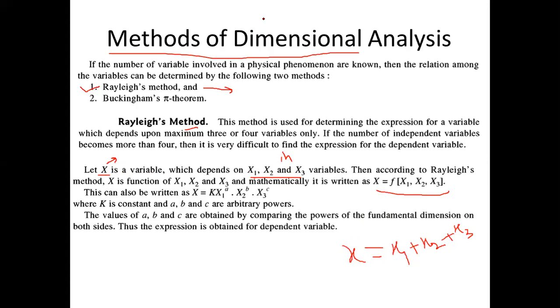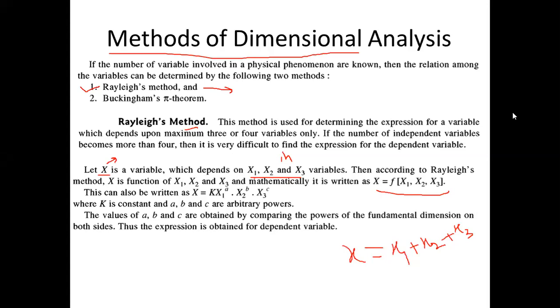All right. So this x is a dependent variable and x1, x2, x3 are independent variables. X depends upon the values of x1, x2, x3 based upon a particular relation. So what is that relation? We are going to find it with the help of Rayleigh's method. I'll tell you the steps to find the relation one by one. Let's see it by one example.